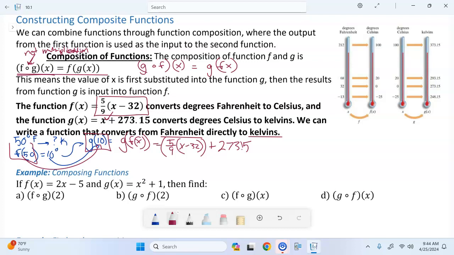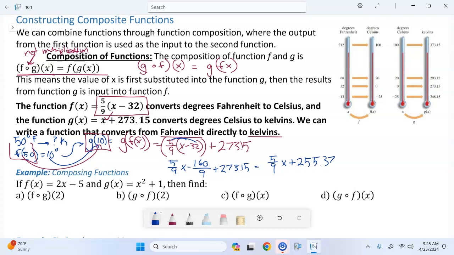And then we can simplify this expression. We can apply our distributive property. We get 5/9 x minus 160 over 9 plus 273.15. And then we can combine like terms. We've got our fraction with our decimal. We'll have to round because negative 160 over 9 is a non-repeating decimal. But we end up with 5/9 x plus 255 point, I think it's 37. Someone wants to check me on my math on that.